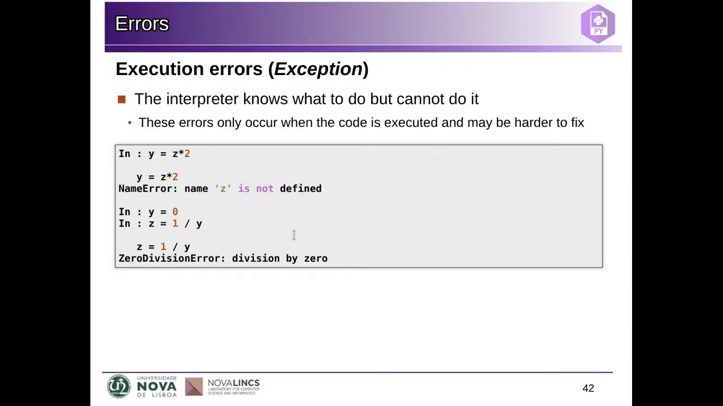This can be a bit harder to fix because the error here may be because you mistyped the name of this variable and it was something else, or it may be because this variable should have been defined earlier in the code and it wasn't. So it's not guaranteed that the error occurred where the program stopped. It could be due to some other problem.